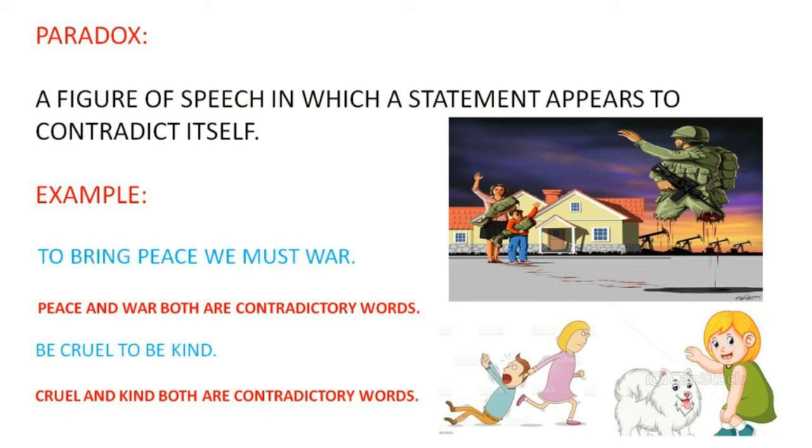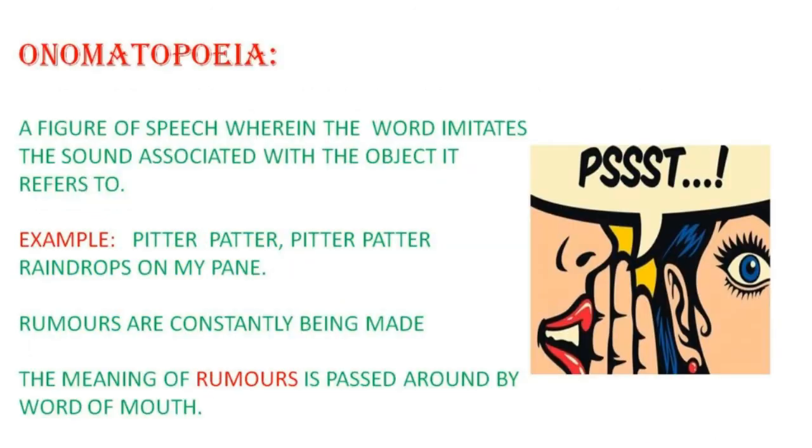Now in this line, that is the second stanza, second line of this poem, lights flicker on and off. On and off both are opposite to each other. They are contradictory words. So that is why the figure of speech used here is paradox.